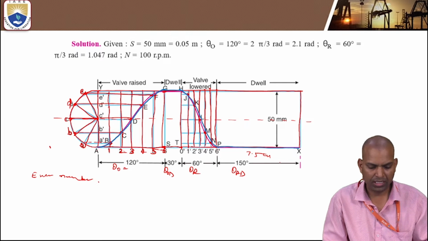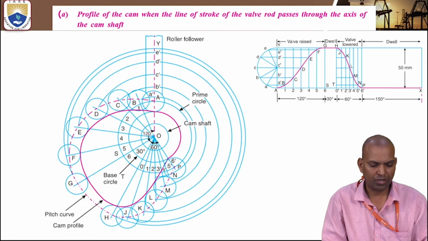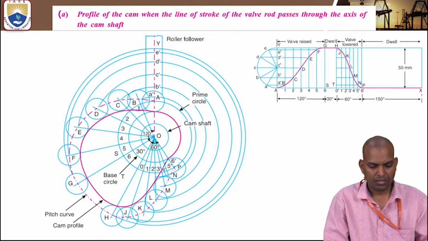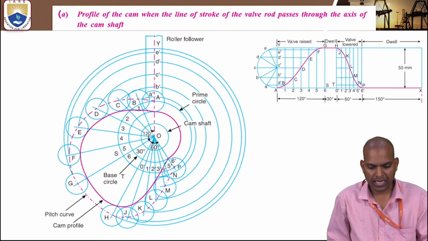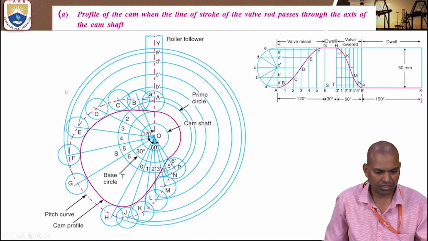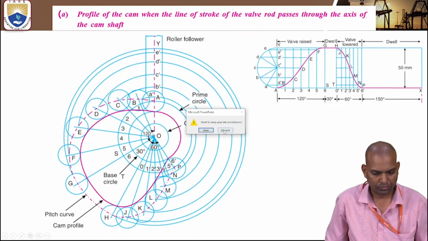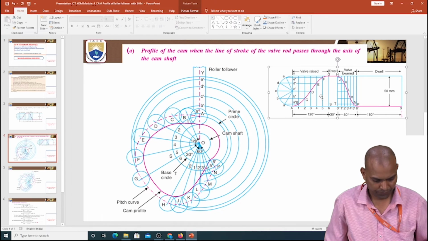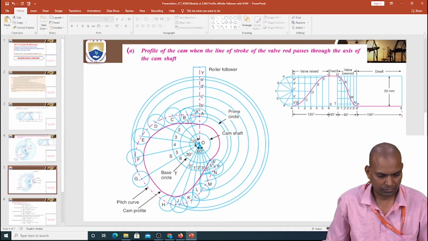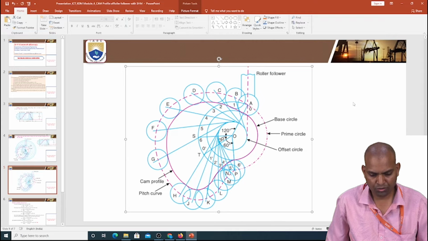Then what to do after that? After finishing this, we have to use the displacement curve. Then when the axis is passing through, I am going to show you here.